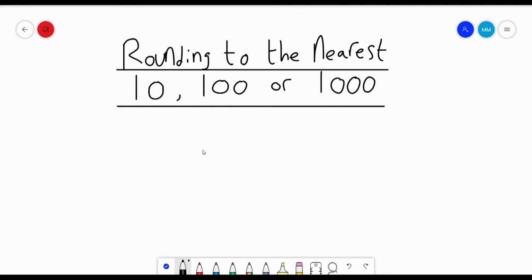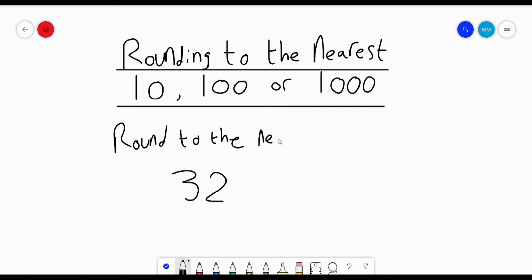Round to the nearest 10, 100 or 1,000. So how do we do that? Well, if we take a number like 32 and you're asked to round to the nearest 10.